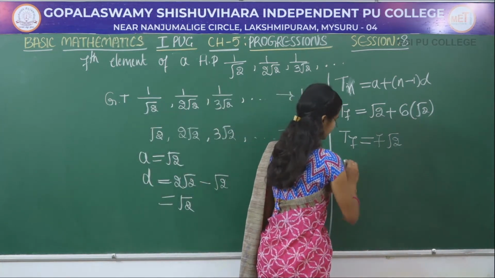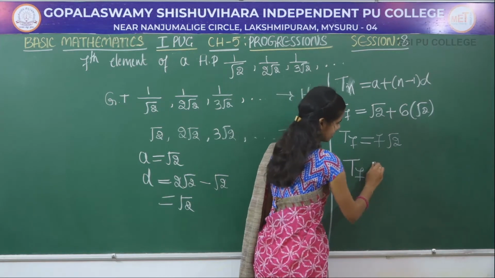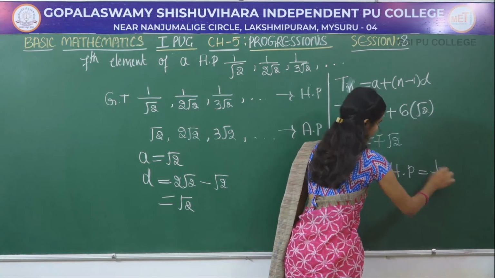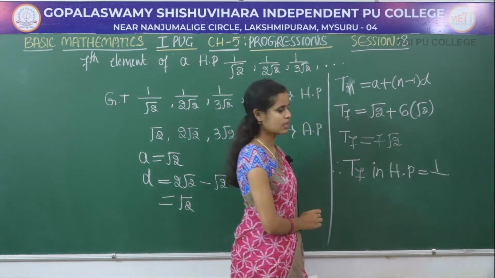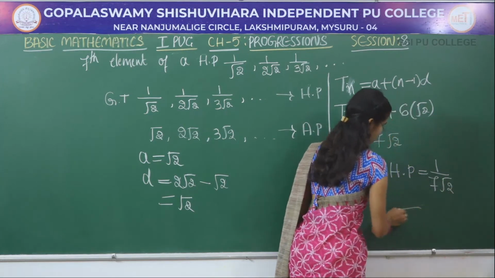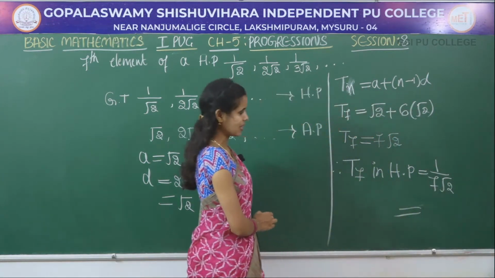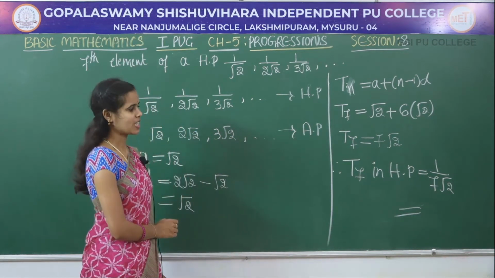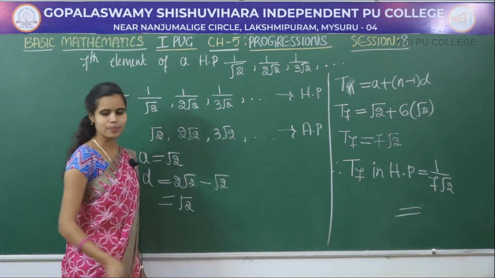Therefore T7, the 7th element in HP, is the reciprocal of 7 root 2, which is 1 by 7 root 2. So the 7th term in HP is 1 by 7 root 2. Okay, next let us move on to the next problem.